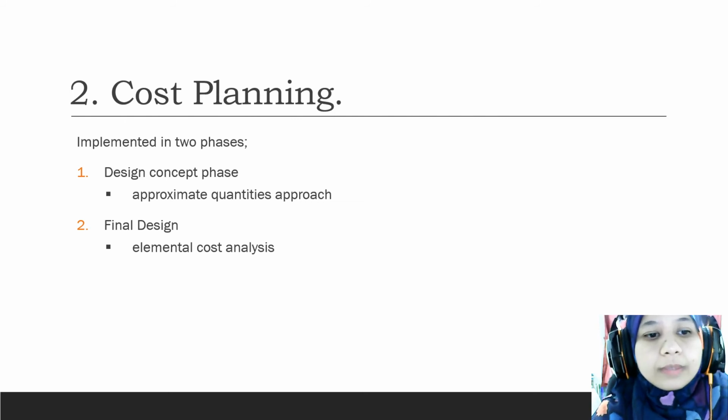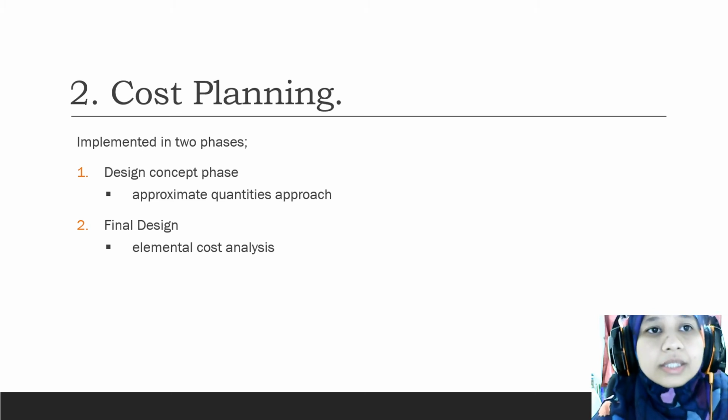The second aspect is cost planning. Cost planning will be implemented in two phases. The first one is during design concept. The approximate quantity approach will be used to estimate the total project cost. So cost planning at this stage will use the design concept drawing from the architect.